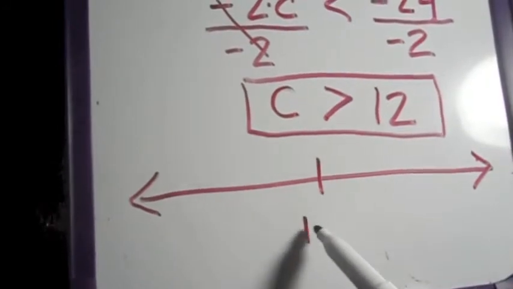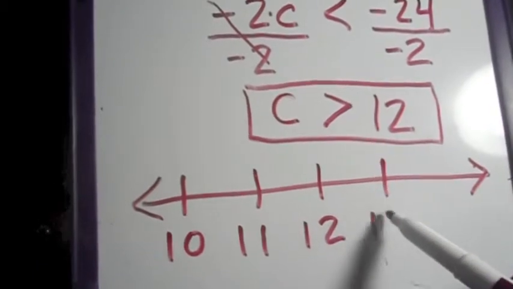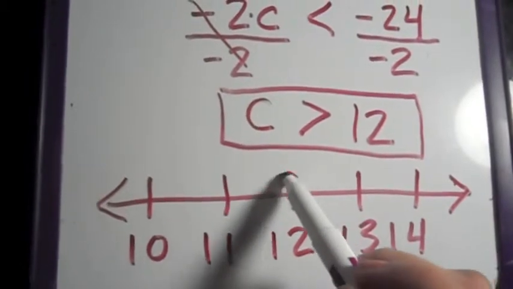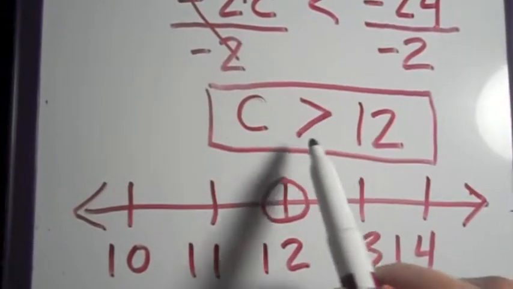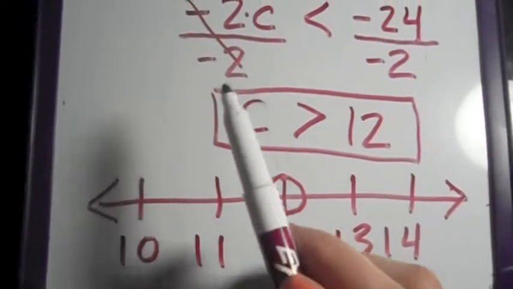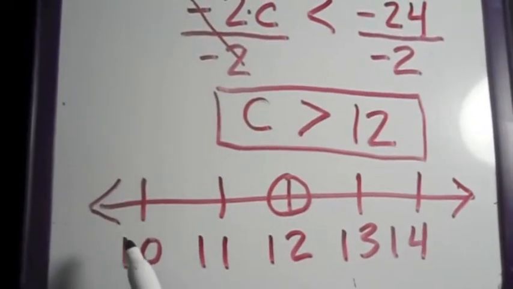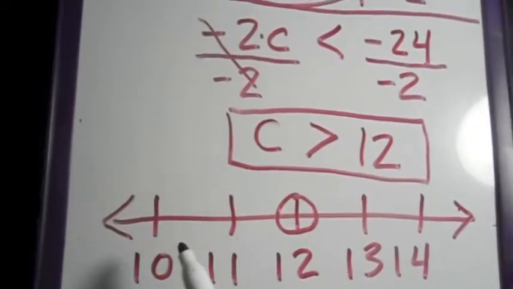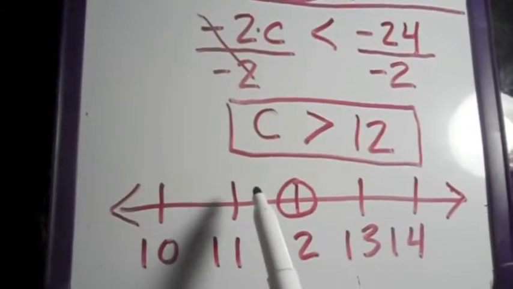So we have 12 here, put 11, 10. Okay, 12. Do I fill it in? No, I do not, because it cannot be equal to. C is greater than 12. So any number we plug in for C needs to be greater than 12. Let's try 10. Is 10 greater than 12? No, it's not. And that's on the left side of the circle. So we know that we're not going to shade here.